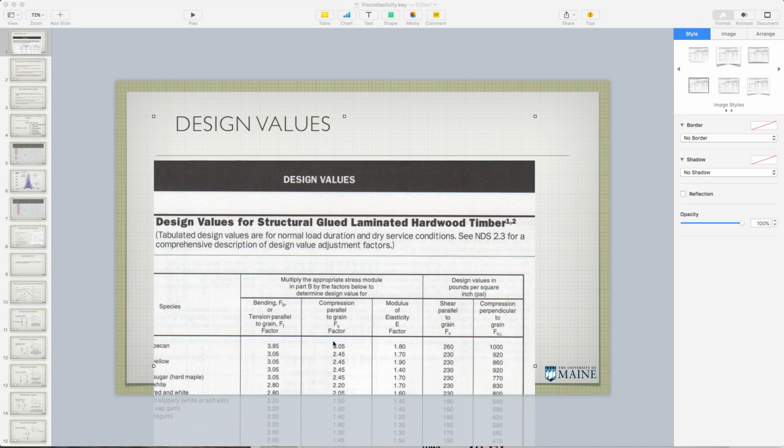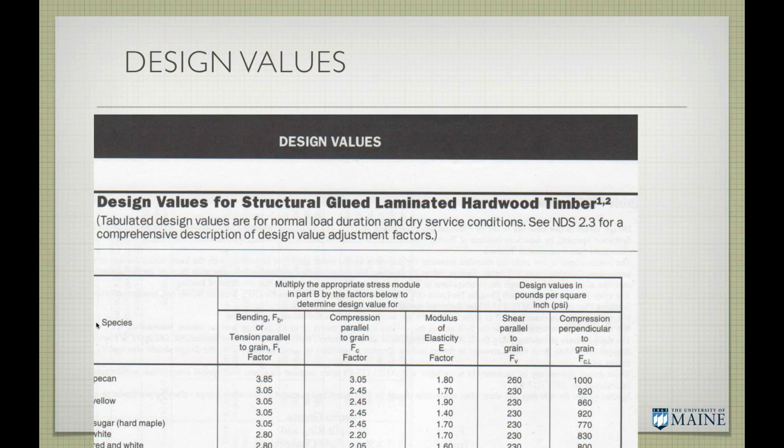So this is a portion, I guess I can start this. There are tables and tables and tables of design values. This is some numbers. I've just pulled this out from what's called the National Design Specifications for a structural glue laminated hardwood timber. When they give us design values, there are 5 properties that engineers use to design a building.